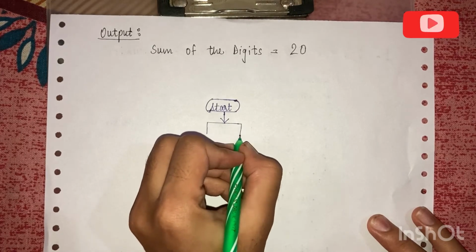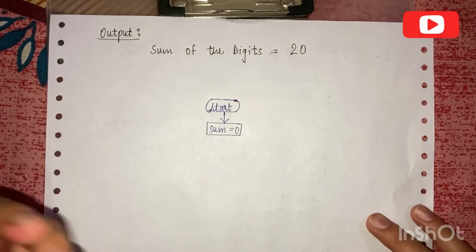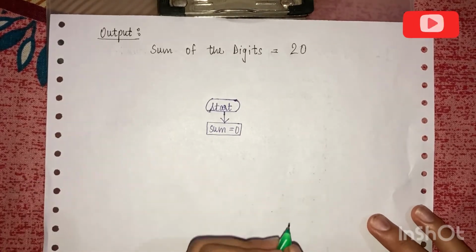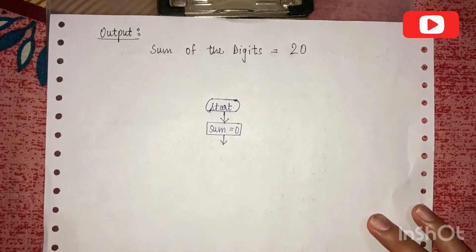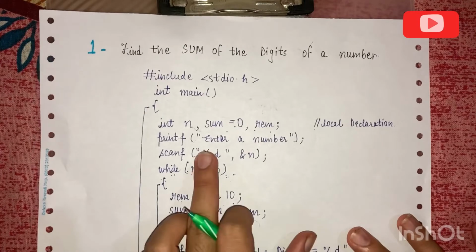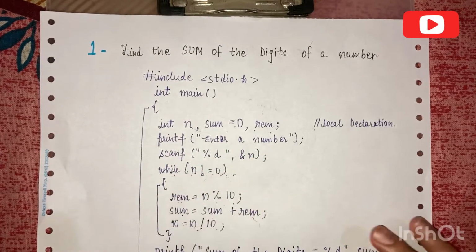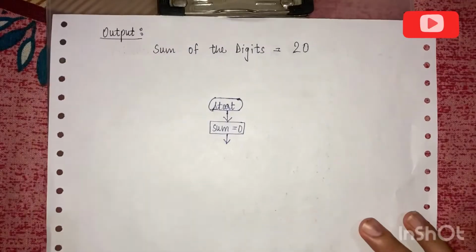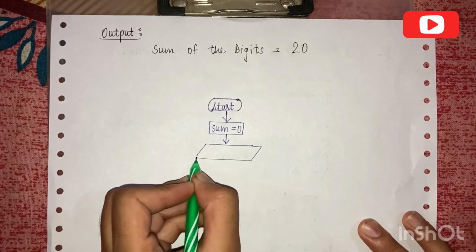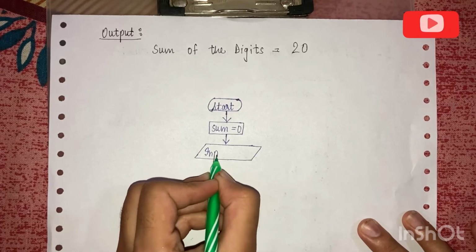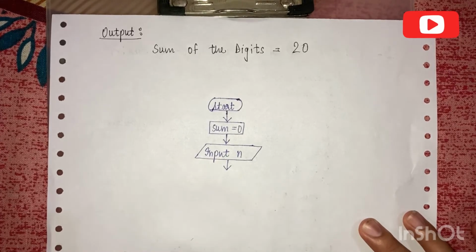As I told you in that video, we use a rectangular box for assignment or performing any operation. So here we are assigning sum is equal to 0. Then we are inputting a number. We are scanning the value of n, the user will input the number. So we give the command here, and remember we use a parallelogram for input and output. Input n, using the variable n here.